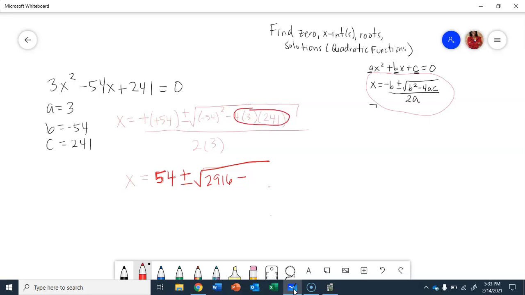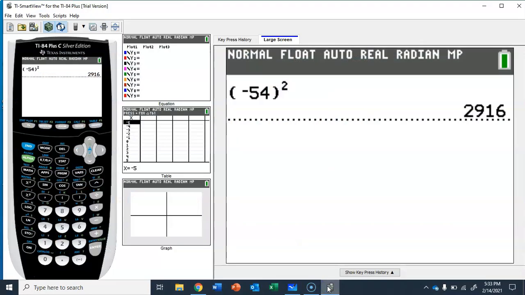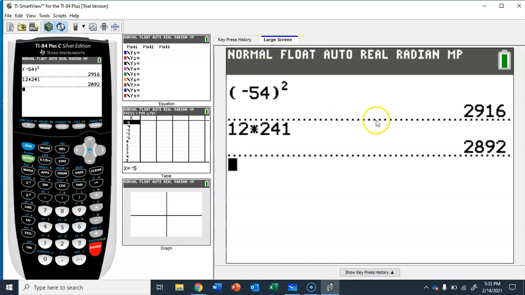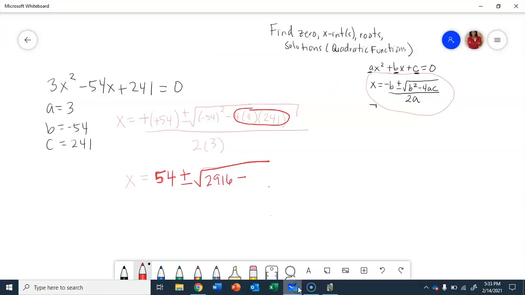So 4 times 3 is 12, and then 12 times 241. So let's go do that on the calculator real quick. So we got 12 times 241 is 2,892, and that's good because, of course, it's going to give me a positive number. So 2,892, so right here, let's put 2,892. All divided by 6 right here.